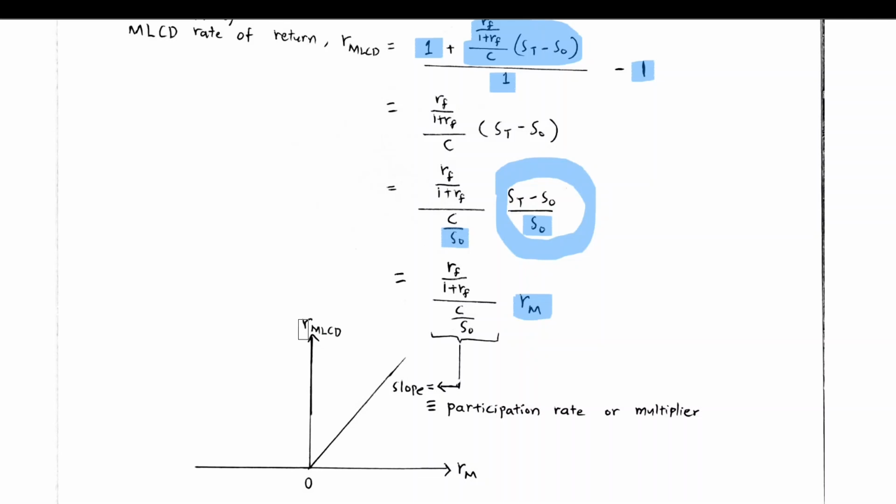Therefore, when we plot the MLCD rate of return graph, we will get this kind of graph. So for the market rate of return of negative case, then we will not get any return from the MLCD. And when the market rate of return is positive, then the investor will profit according to the slope. This slope is also known as the participation rate or multiplier.